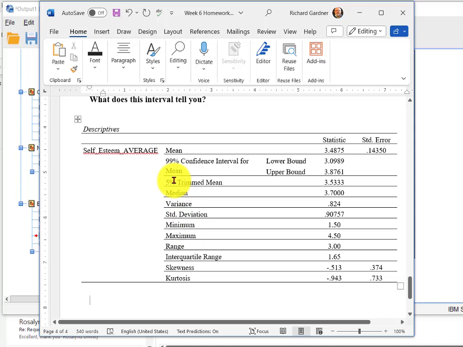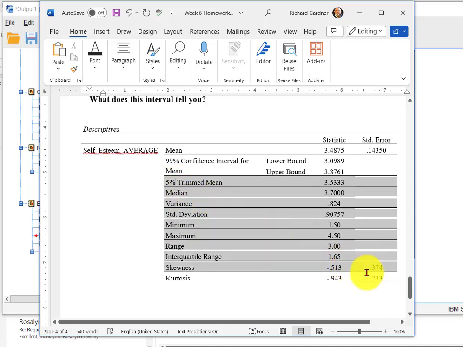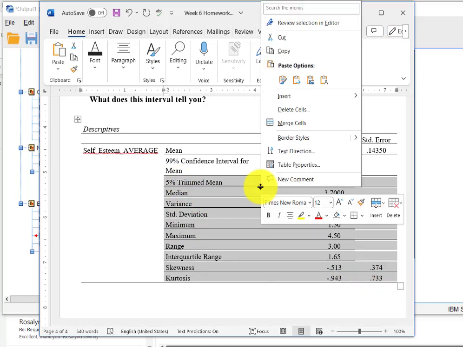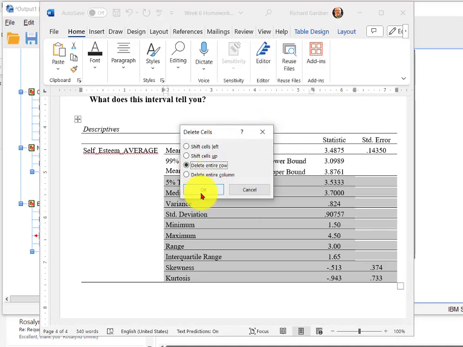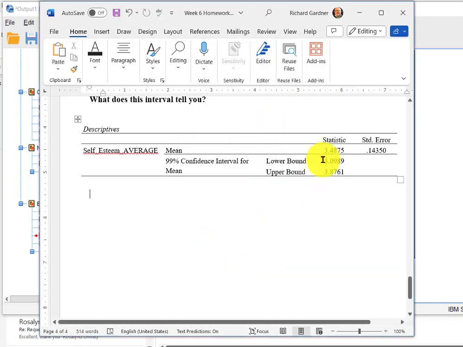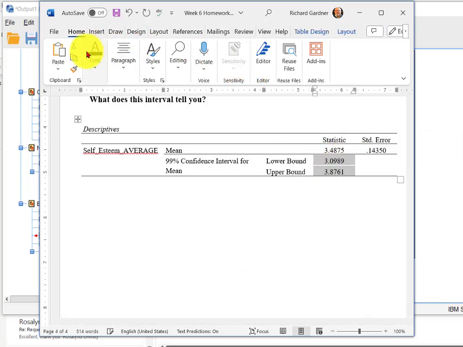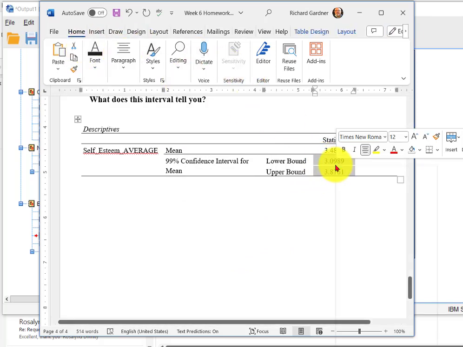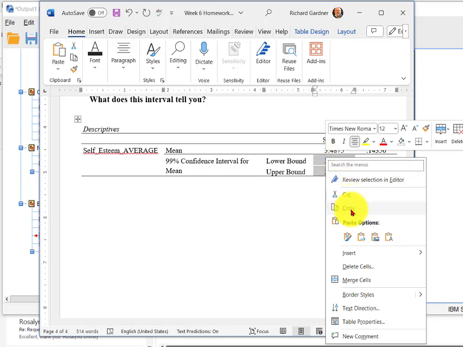We only want the confidence interval, so we'll delete the rest of this, delete cells and get rid of the rows. So there it is right there. There's your high and your low. I hope that helped. But that's it, you guys. I hope it helps.